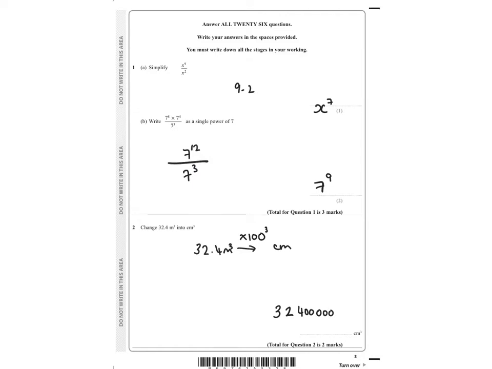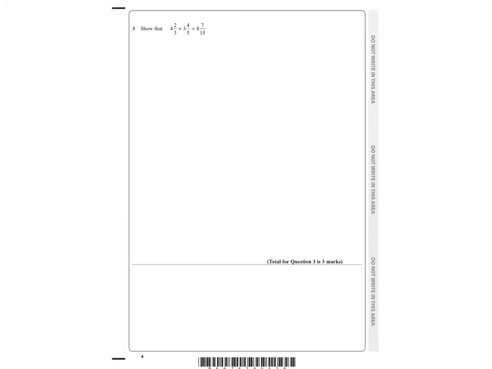Okay, moving on. Question 3 is a show that question with the fractions, so we need to make sure that we are showing each stage of our working. So to begin with, I've got 4 2/3 plus 3 4/5. What I'm going to do is change these fractions to top heavy.